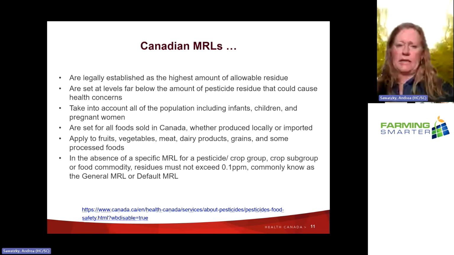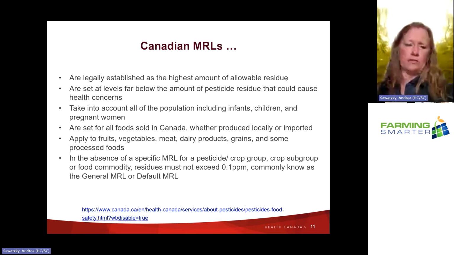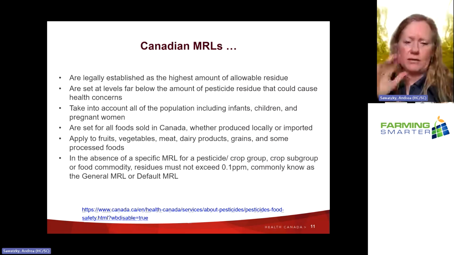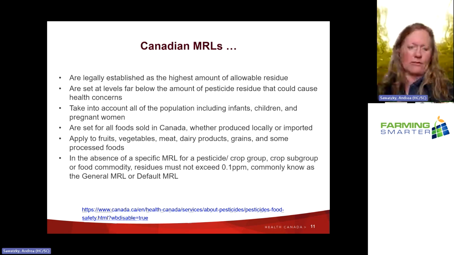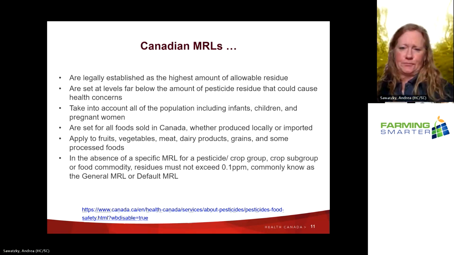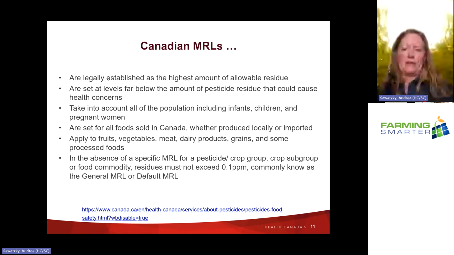And it's important to note that if there's no specific maximum residue limit for a pesticide-crop combination or group, there's a default or general MRL, and that is 0.1 parts per million. So I'll show you later on, there's a place where you can look for all the different MRLs. We have a listing on our website. Our website's awesome. You can find anything you want in there if you look hard enough. Now, if you're looking for a crop-pesticide combination and it's not there, then it's 0.1, right?